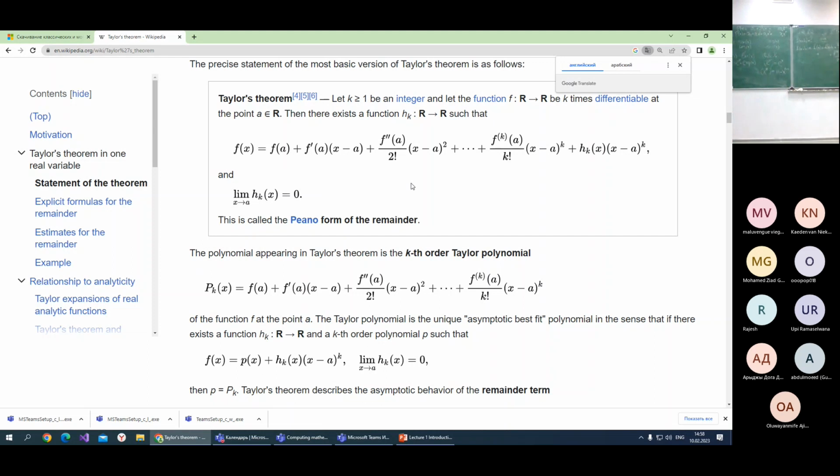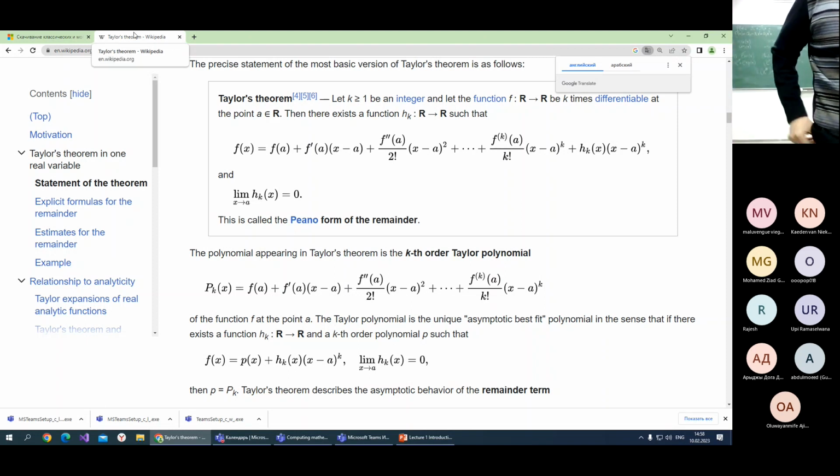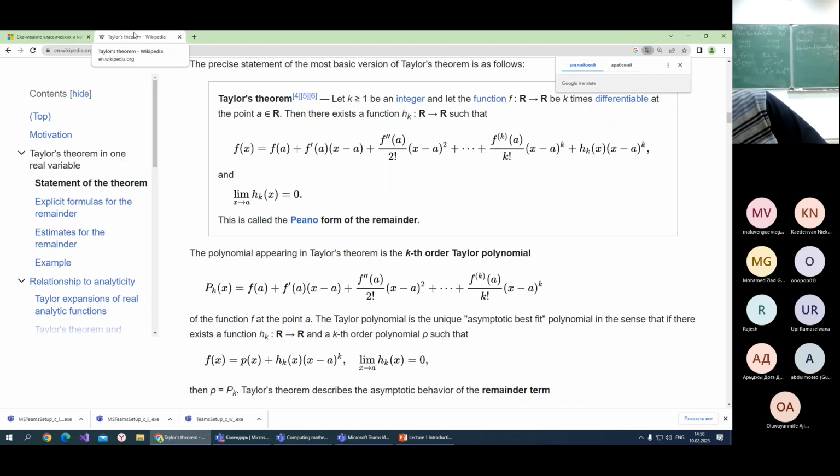Please fix it. You can read Wikipedia, or you can find this formula in any other book on computer and mathematics. I'm sorry, I didn't say anything about the books. I can show you the books right now.